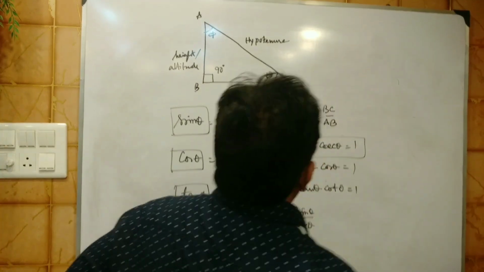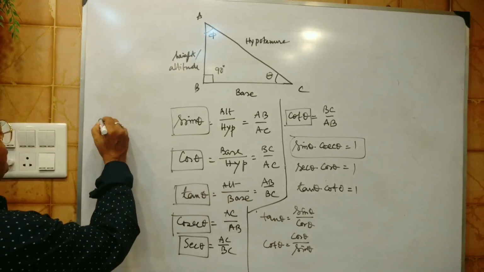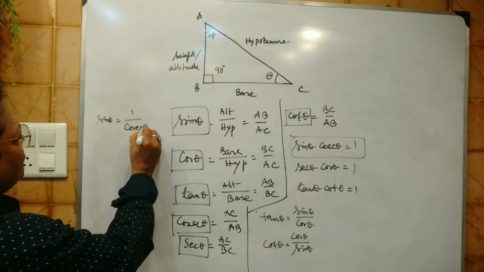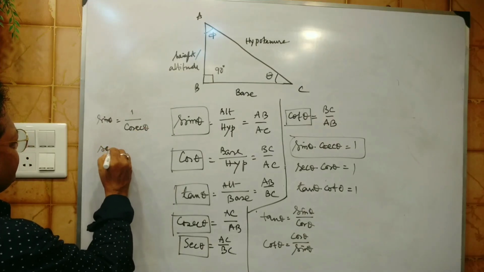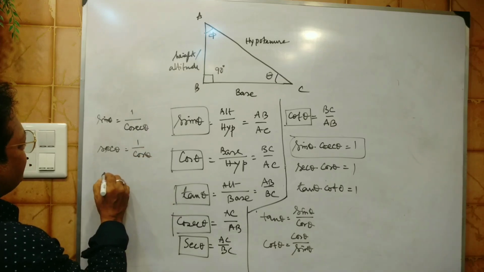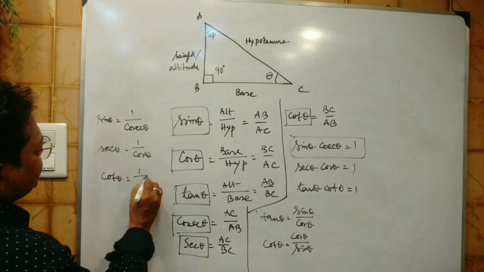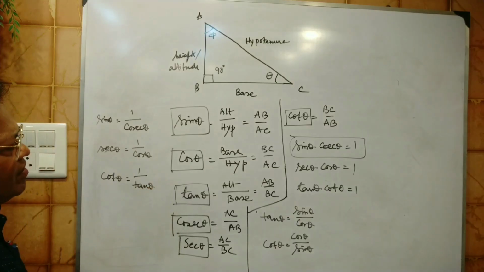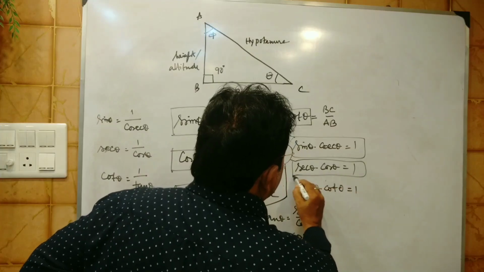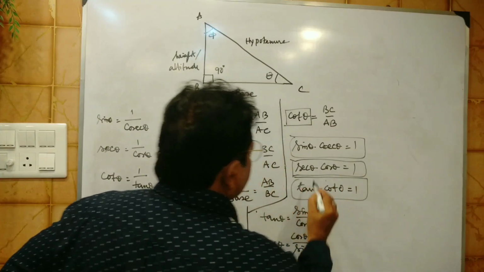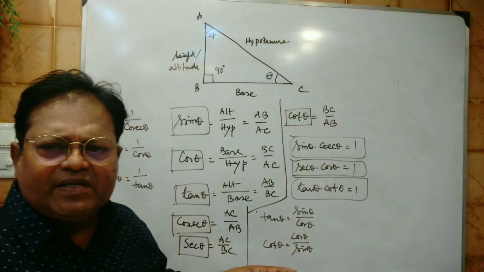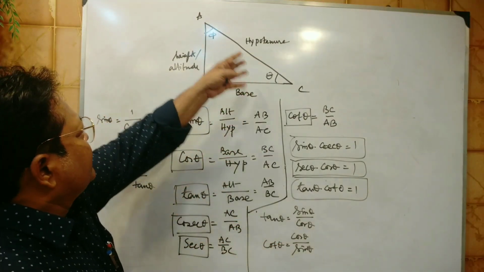From here we will get sin theta is equal to 1 by cosec theta, sec theta is equal to 1 by cos theta, and cot theta is equal to 1 by tan theta. From this we can get these relationships. These are called the ratios. We will get all the trigonometric ratios of a right angle triangle.